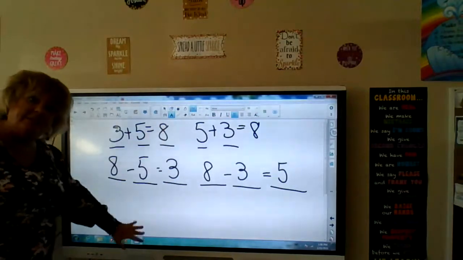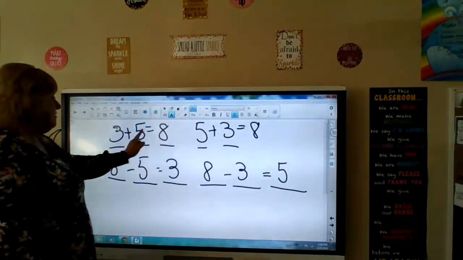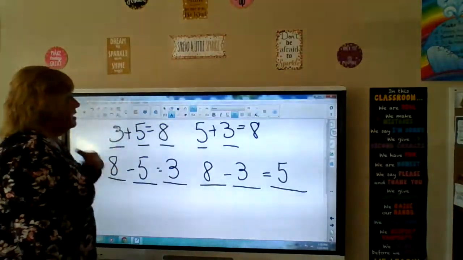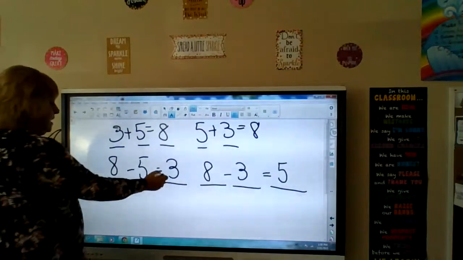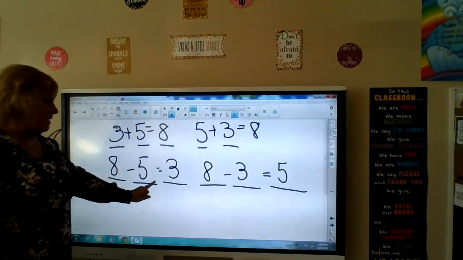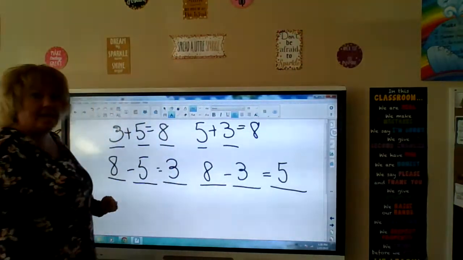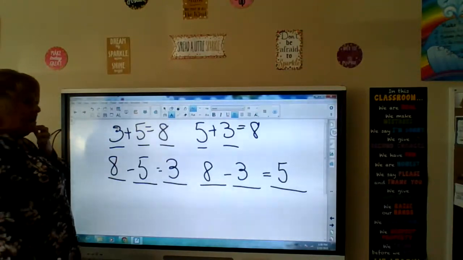Why are they in the same family? We talked about it before. They have the same numbers, right? 3, 5, 8. Now, you already know, how do we check subtraction? We work backwards, don't we? Is 3 plus 5 8? Yep. Is 5 plus 3 8? Yep. So this is a fact family, okay?